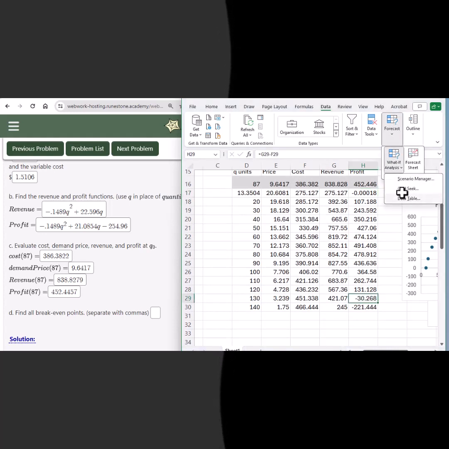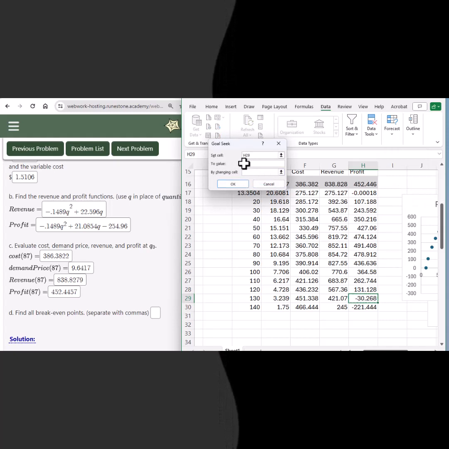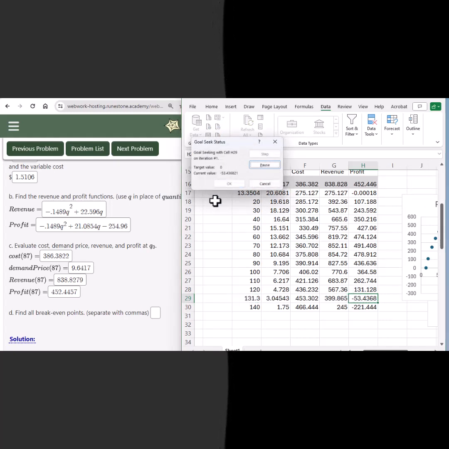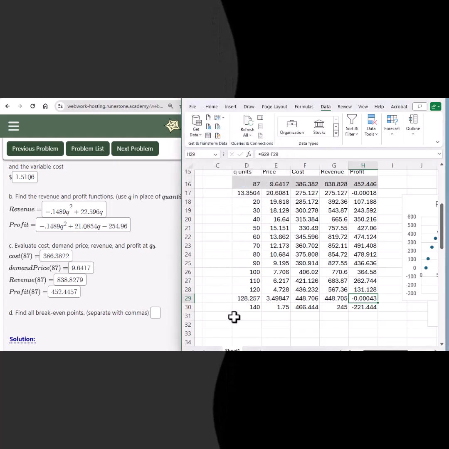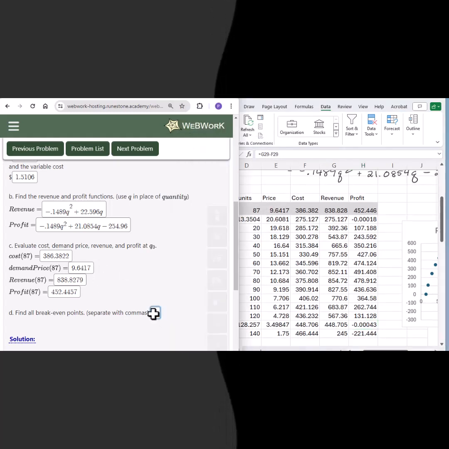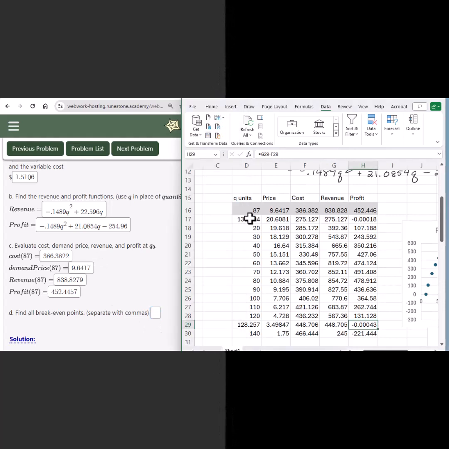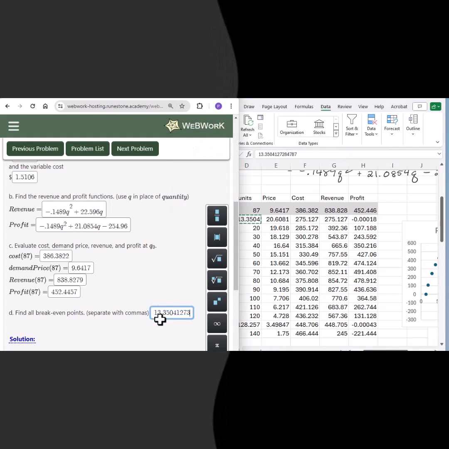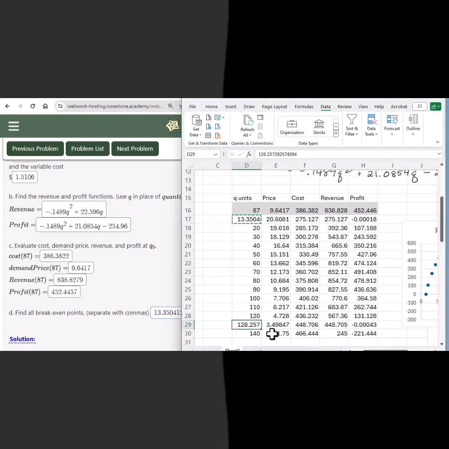So I'll do a what if again. Set that to 0 by changing the number of units. Okay, my 2 break-even points should be 13.3504 and 128.